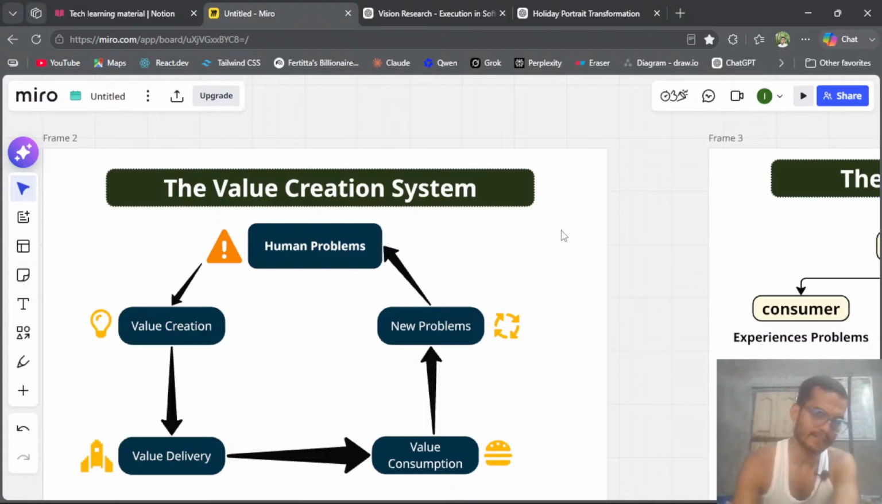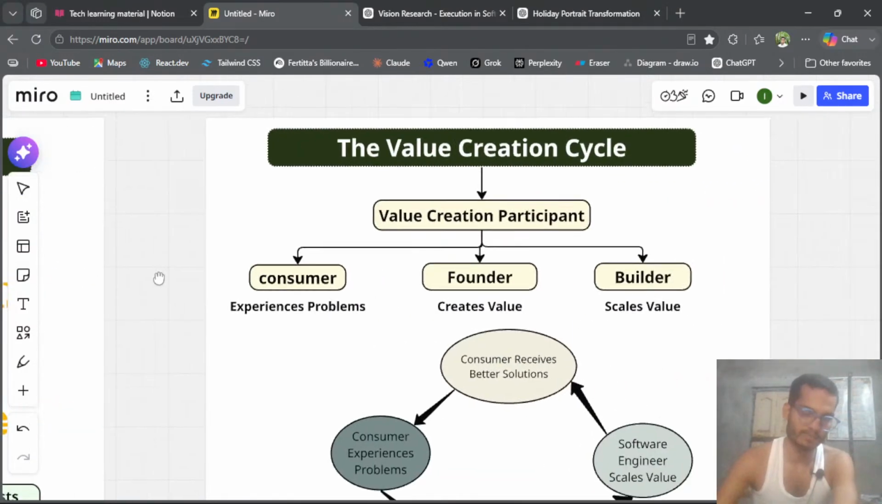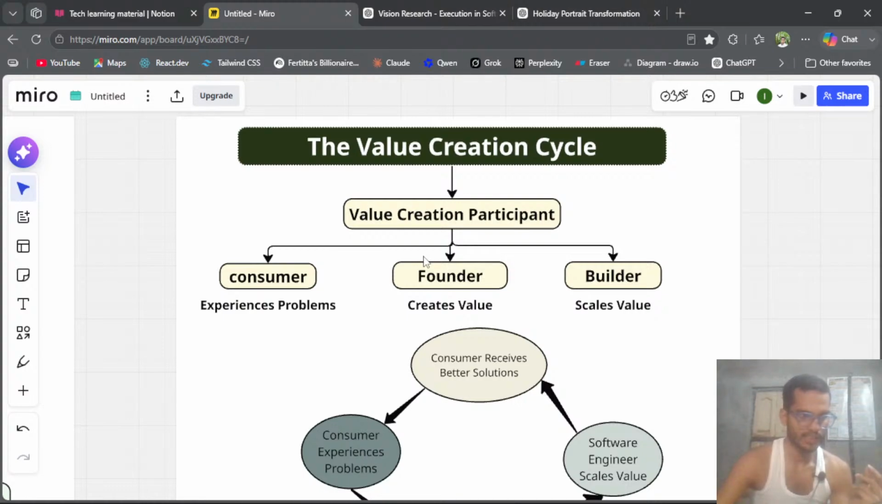A human can play different actors, but we only care about three things. A consumer: the consumer experiences problems. Founders create the solution, which means they create value, in business terms what we call value. And then we have the builder, which means the software engineer, who scales that value. So guys, you have to become both a founder as well as a builder.